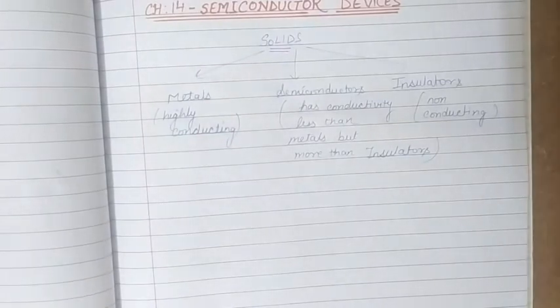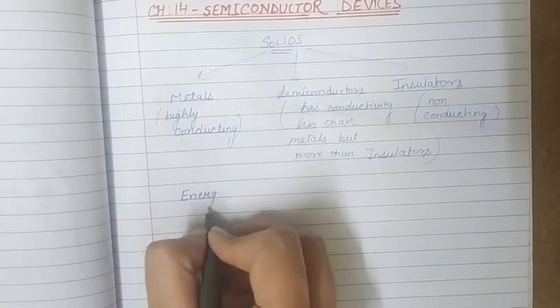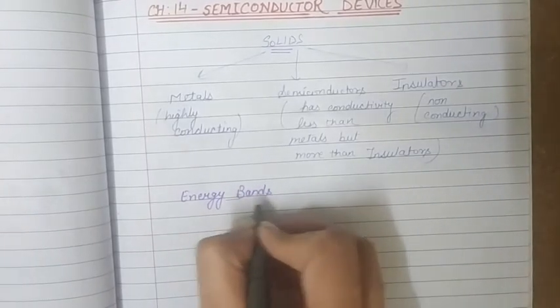The distinction between these solids like metals, insulators, and semiconductors can also be done on the basis of band theory. But before that, first we have to study about energy bands. So the next thing that we are studying is energy bands. For this, we have to recall the Bohr's atomic model.